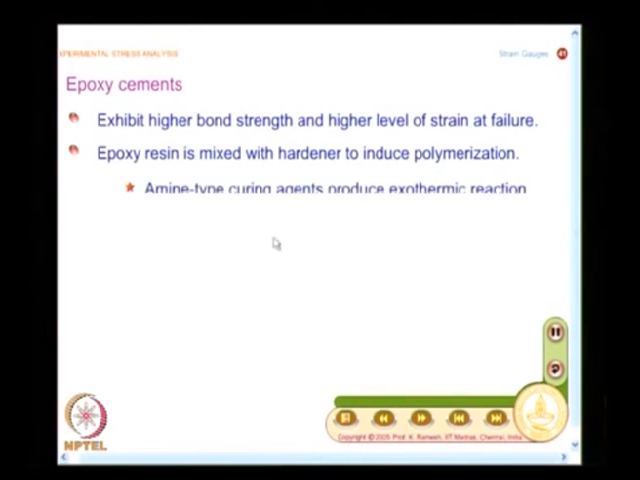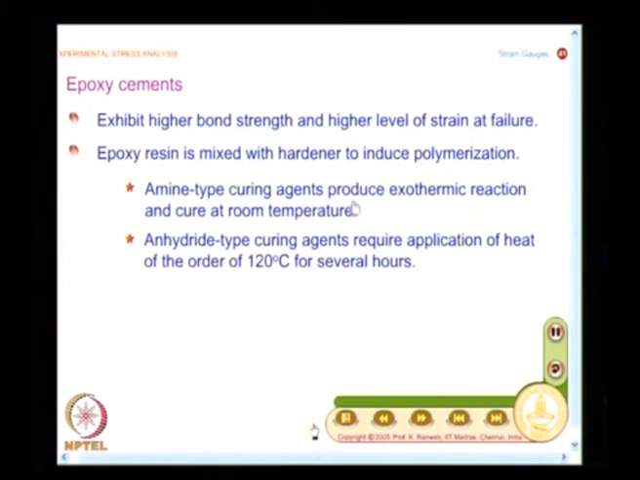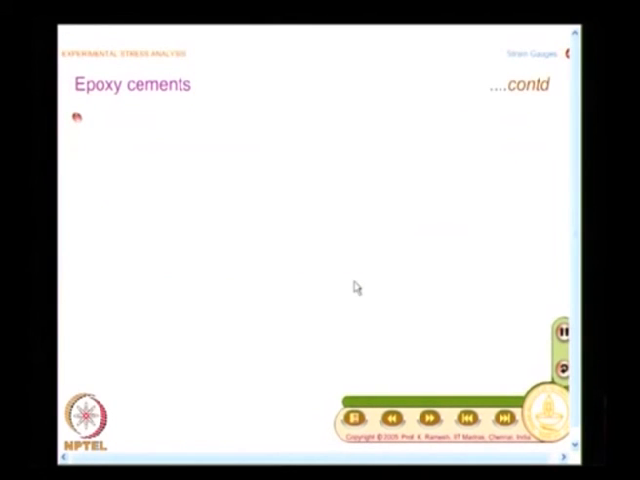and you have two types of curing agents, amine type curing agents. They produce exothermic reaction and cure at room temperature. And in most of the transducer applications, they use anhydride type curing agents, which require application of heat of the order of 120 degree centigrade for several hours. Typically 24 hours is what I have seen. Not only this, you also need to apply suitable clamping pressures.